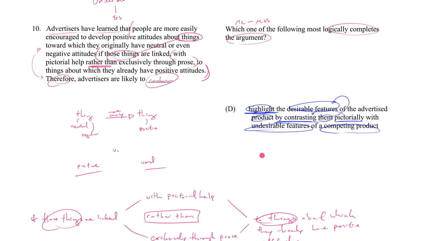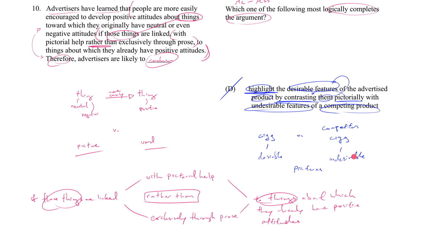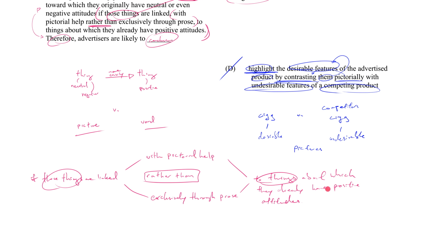So what D is saying is we're going to use pictures to showcase the desirable features of our cigarettes versus competitors' cigarettes. We're going to highlight the desirable features of our cigarettes, and the undesirable features of competitor cigarettes, and we're going to do this highlighting through pictures. So hopefully, now that we've fleshed out what the sentence is trying to say, you realize that it's not the right answer, because it's not anything close to what the advertisers just learned about consumer psychology.